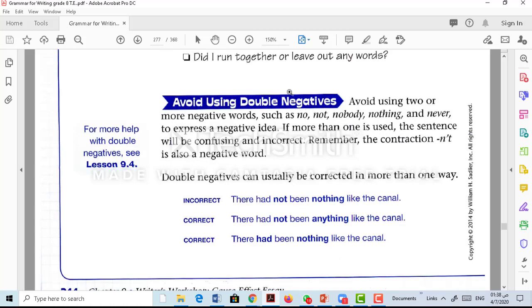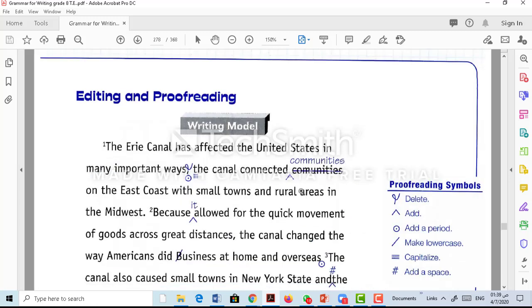Avoid double negatives. Double negatives are when you're using words like not and nothing. This is negative, this is negative. You shouldn't have 2 negatives, because as you studied in math, 2 negatives means plus. Loss of loss is gain. There hadn't been nothing like the canal. It's better if you cross the first negative word and you say there had been nothing like the canal, or there had not been anything like the canal. But you can't keep 2 negatives in a sentence. This is a general rule, not only for this essay writing.